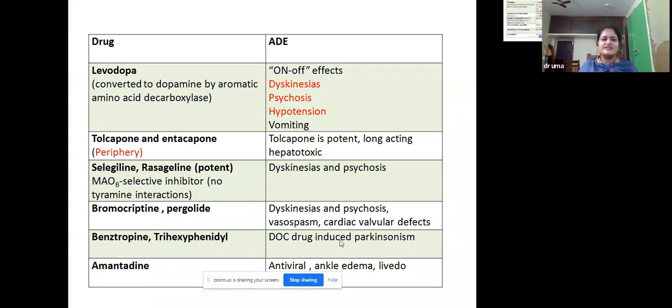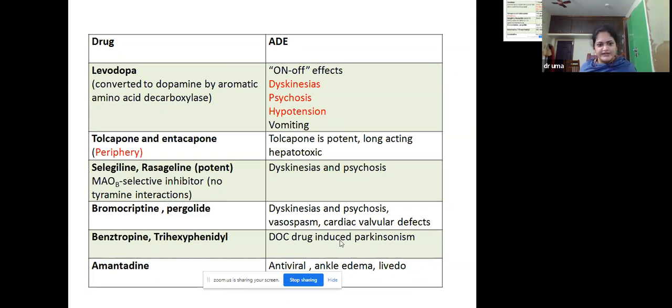And coming to the adverse effects, levodopa, due to the peripherally formed dopamine, produces dyskinesia, psychosis, hypotension, vomiting, and also on and off effects. This levodopa is converted into dopamine by aromatic amino acid decarboxylase. When you give it along with the peripheral decarboxylase inhibitor, abnormal movements and behavioral abnormalities will not be reduced. That is, dyskinesia and psychosis will be the same when you use it along with benserazide and carbidopa.